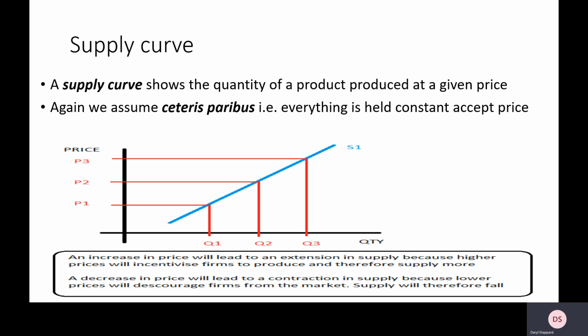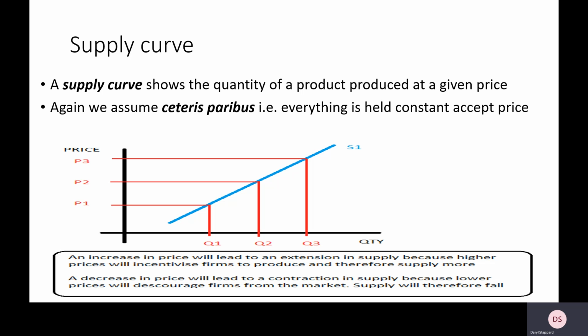Right, so for example, if we start off at P1, Q1, if there was an increase in market price, this could be driven by higher demand in the marketplace, then it means that firms become more willing and able to produce at P2. So the quantity produced would increase from Q1 to Q2. Now what we've got here is an extension in supply. As price levels increase in the market, firms become more willing and able to produce because there's more potential to make profit in the marketplace.